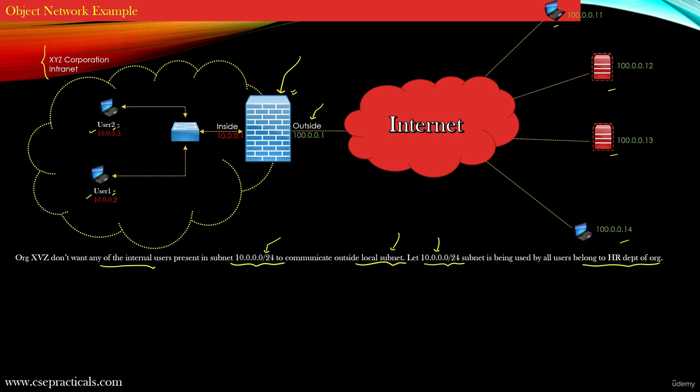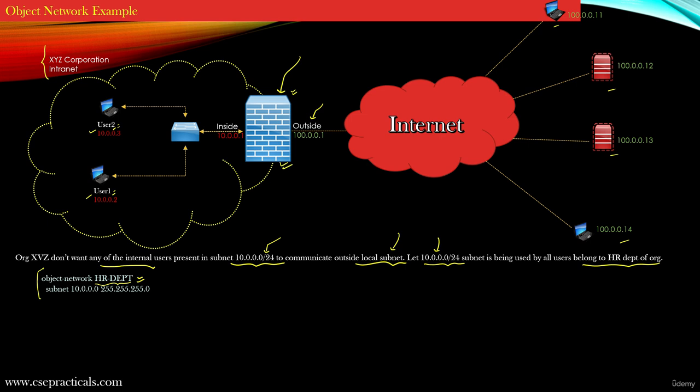So actually this objective can be easily achieved by an access control list, but the access control list has to make use of object networks. So as part of the configuration, first of all, the user is going to create an object network called HR department. As I said, object networks are named entities. So HR department is actually the name of the object network that we are creating. And remember, this configuration is being done on this firewall.